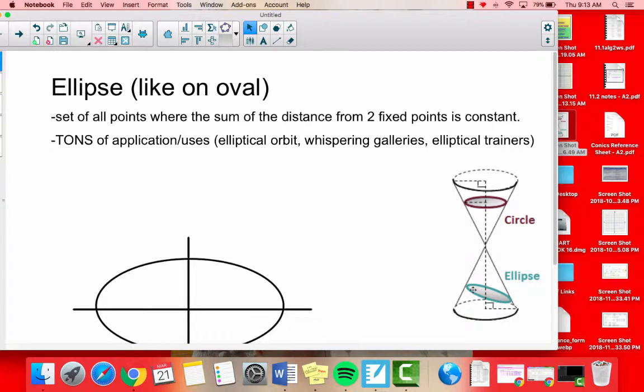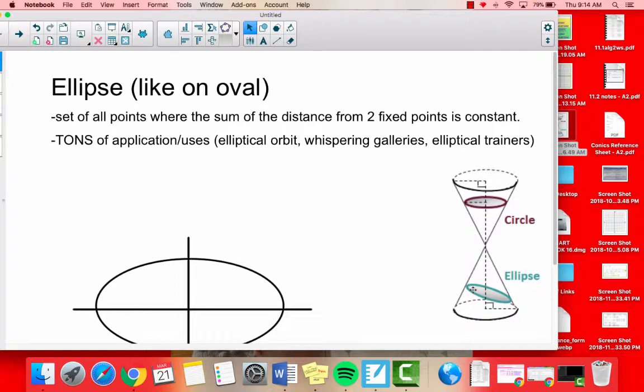And so they're going to be very similar in characteristics and their equations. There's just going to be some slight differences. So an ellipse is like an oval. That's going to be the easiest way to remember it. And the formal definition says that an ellipse is the set of all points where the sum of the distance from two fixed points is constant. And I know that doesn't really mean much now, but we'll explain here in a second.